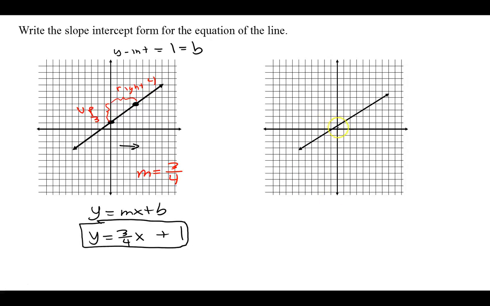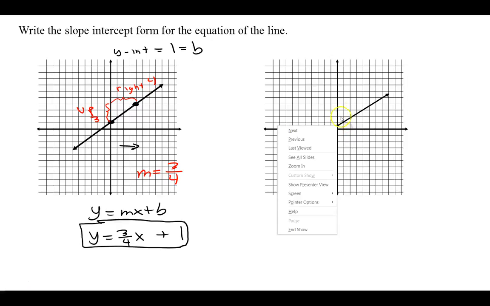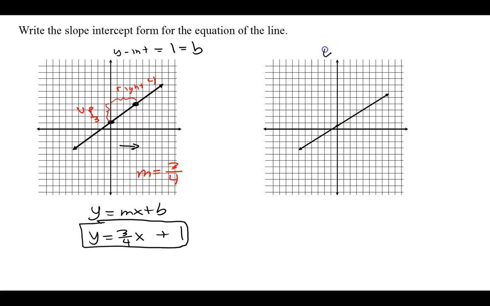For this next one, I'm going to make a guess here and say that the y-intercept this time is about a half, and we call that b. Now, last time we were right on a grid point for our y-intercept. This is not.